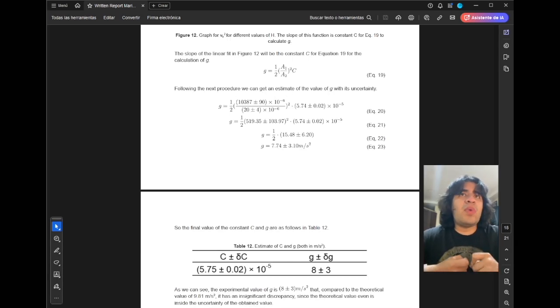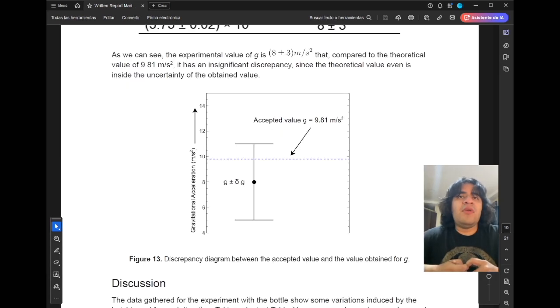Using the provided equation 19 to determine the experimental value for g, we use the constant c, which in this case is the slope for the function that we found in the figure before, and we proceed with the calculations for g, including each uncertainty for the values. And we obtain a value of 8 plus minus 3 meters per square second after rounding to one significant figure. Checking figure 13, we notice that the accepted value for gravitational acceleration falls under our uncertainty error. This proves that our experimental value is correct and valid.